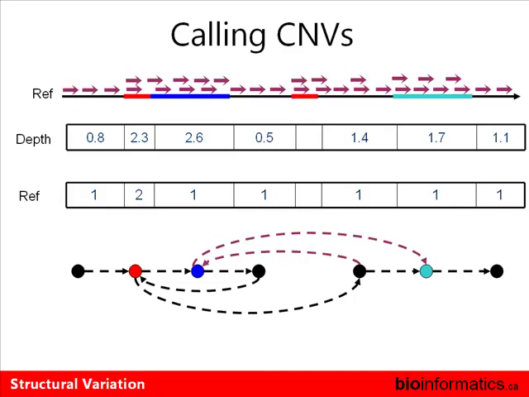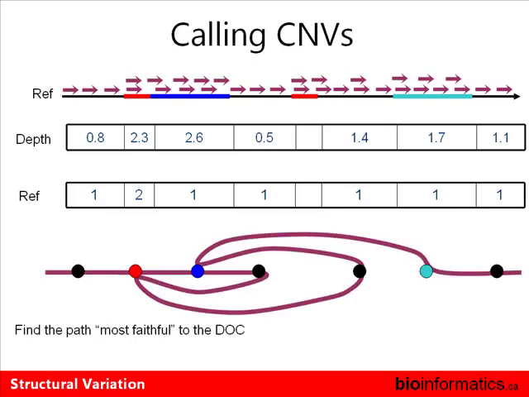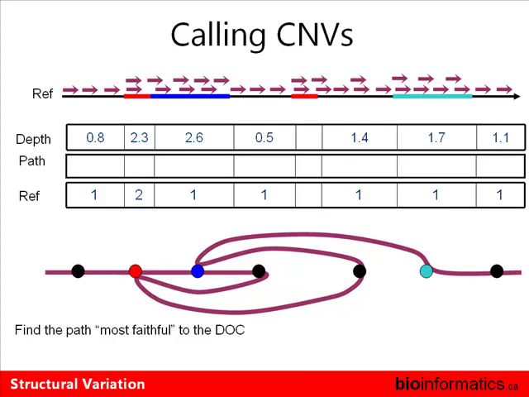Based on the depth of coverage, we may get something like, well, we should go through this 0.8 times, 2.3 times, 2.6 times, things which are not very integral and may not actually match any given walk. But it turns out that we can find the path through the donor graph which is most faithful to the depth of coverage, which most closely matches these numbers, using something called network flow with convex costs. And you basically get a path. There could be multiple paths with the same copy count. And then look how many times it goes through each node. This one it went through once. These two it went through twice.